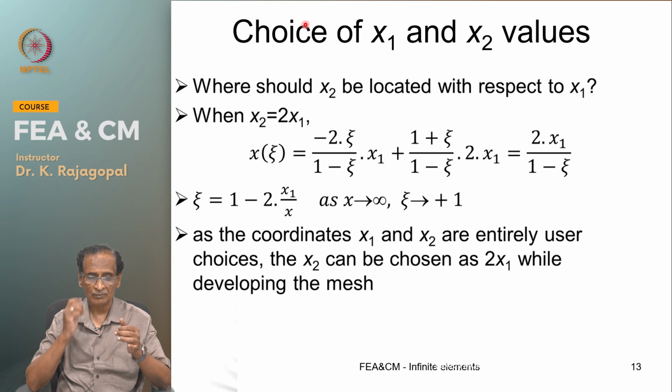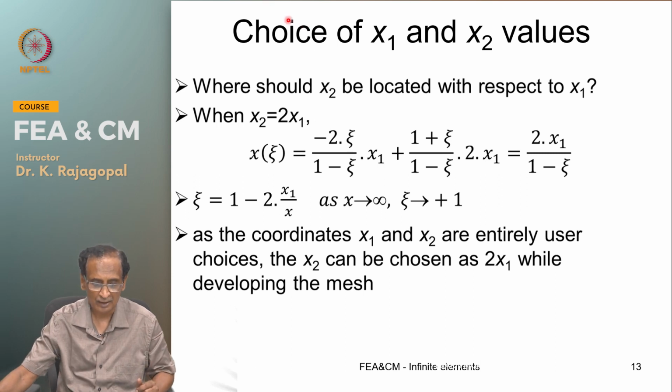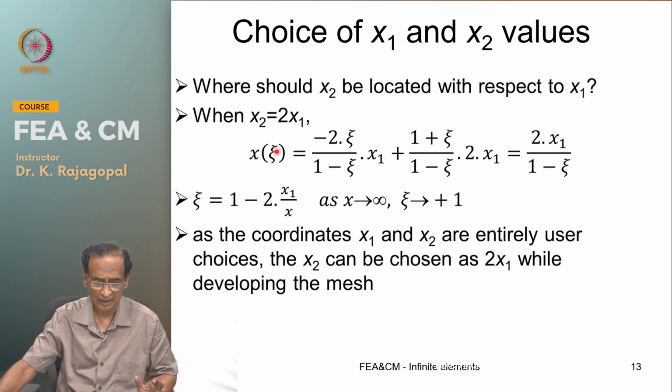Here we dealt with x1 and x2 and infinity, and should there be any relation between x2 and x1? Let us see whether there needs to be anything. Where should we locate x2 with respect to x1? This is our general equation for x in terms of xi and x1 and x2. Let us substitute x2 as 2x1, and so our x of xi is 2x1 by 1 minus xi, and xi in terms of x can be written as 1 minus 2 times x1 by x.